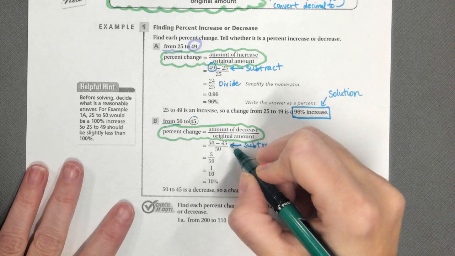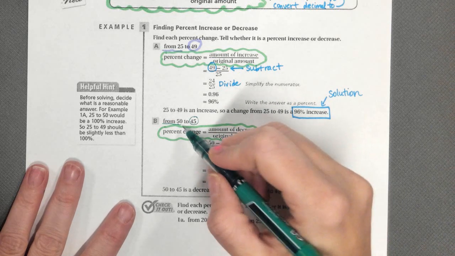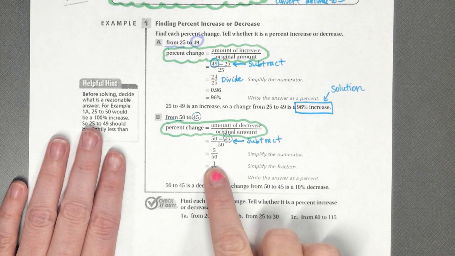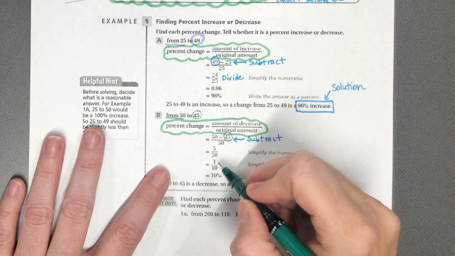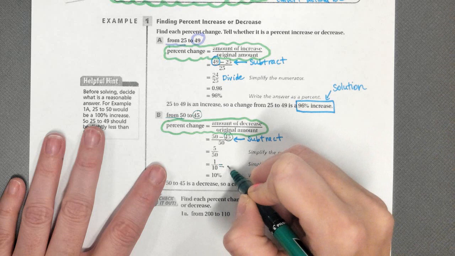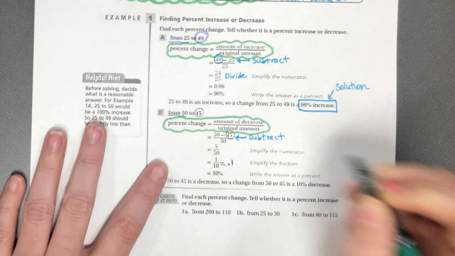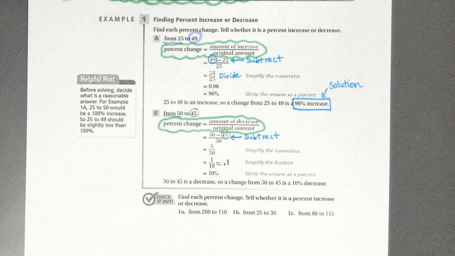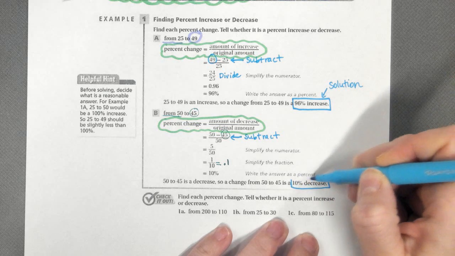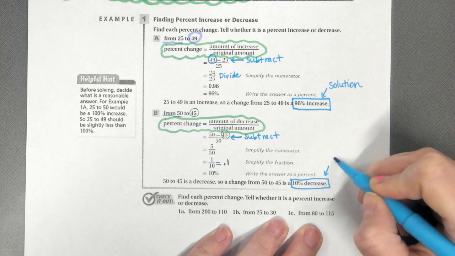What's bigger, 50 or 45? 50. So the 50 goes first, the 45 is going to go second. And then the rest are the same. You don't have to simplify the fraction, okay? So let's actually, instead of this, let's just write it equals 0.1. That's what you'll see on your calculator, 0.1. And then from there you can change it. Okay, so then this is your solution.